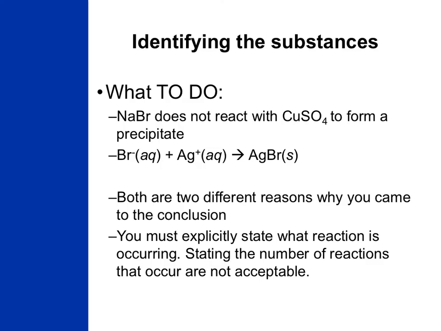We want you to be able to identify substances using 2 different reactions or 2 different pieces of information. A lot of the times you're going to find you probably have more information than just 2 things that make a particular substance react in a unique way. So you would probably want to say something to the effect of the sodium bromide does not react with copper sulfate to form a precipitate. That's very different from saying that the bromide ion reacts with silver ion to form silver bromide.